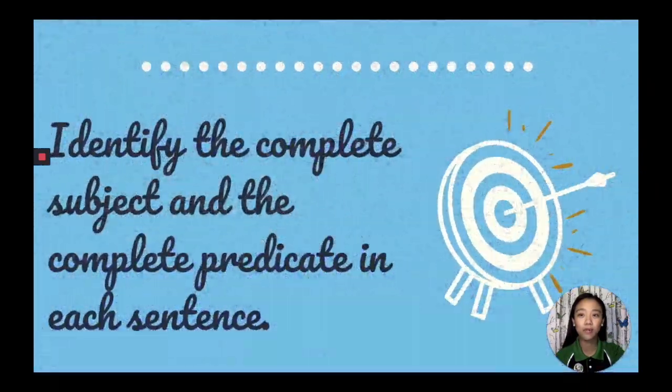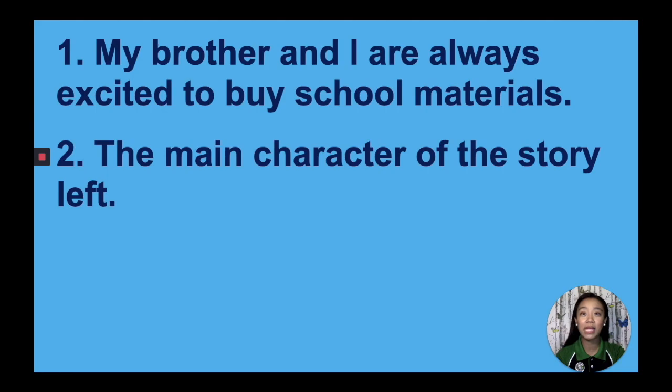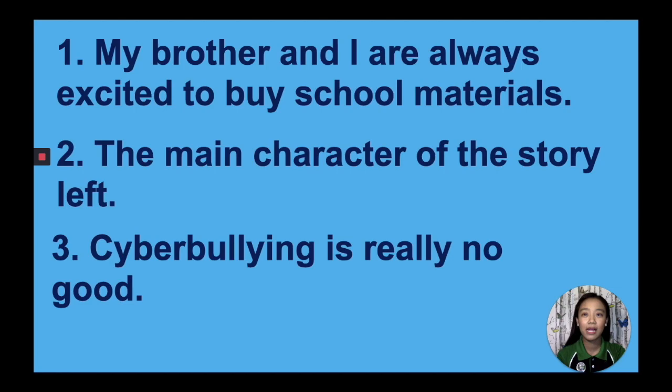It's now your time to try identifying the complete subject and complete predicate in the following sentences. Pause this video as you try to identify the complete subject and complete predicate. You may write your answers on a sheet of paper. Number 1. My brother and I are always excited to buy school materials. Number 2. The main character of the story left. Number 3. Cyberbullying is really no good.